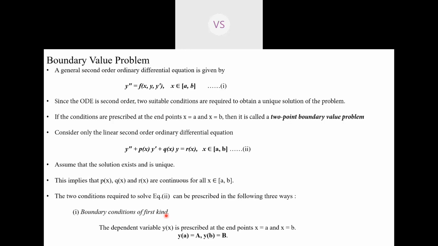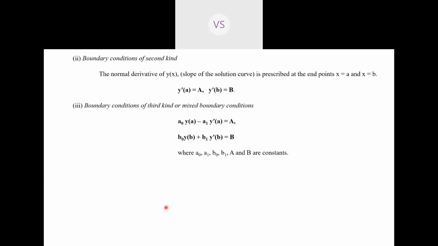Now the second type, boundary conditions of the second kind. In this, the normal derivative of y(x) is prescribed at the endpoints a and b. So the value of dy/dx at x equal to a will be given to you as A, and dy/dx at x equal to b will be given as B. This is what we call the boundary condition of the second kind.